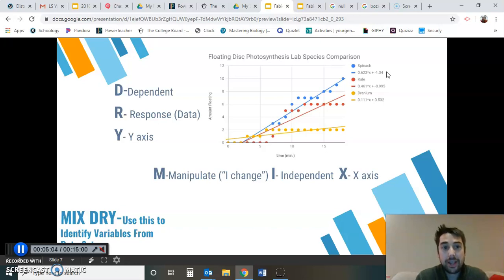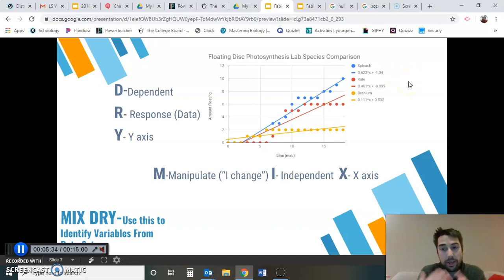And then the dry is our dependent. Think of dependent for D for data. It's the data they collected. So in this case, we were looking at the amount floating to the top, or the response, because that's telling us how fast the rate of respiration is going, right? It's usually found on the y-axis because we want to see some sort of a comparison, whether it's a bar graph or a chart or something showing us a response to this interaction, okay?